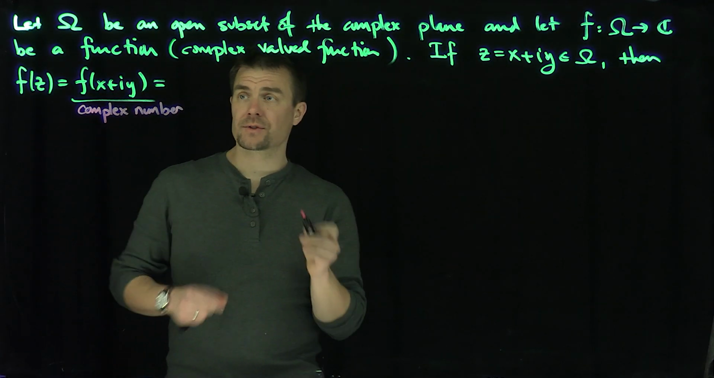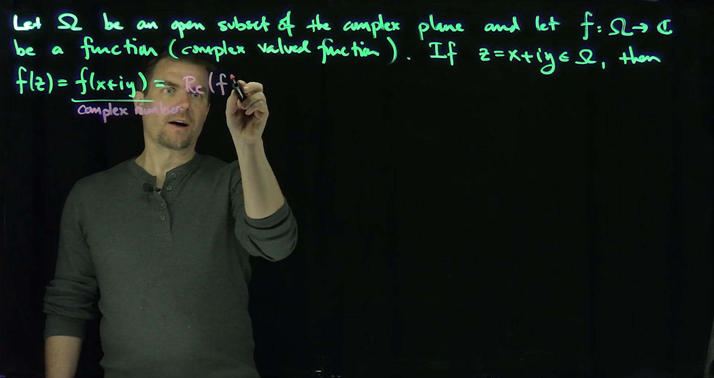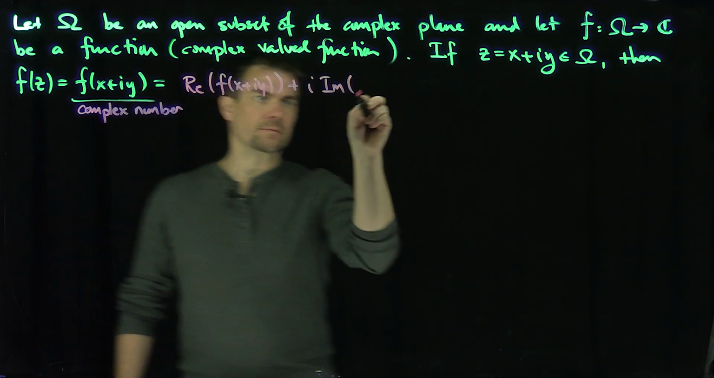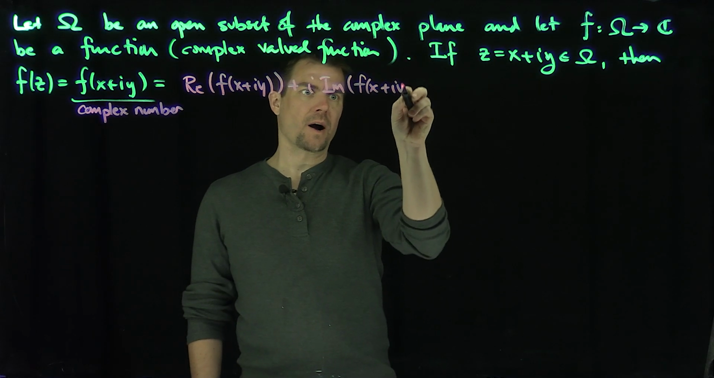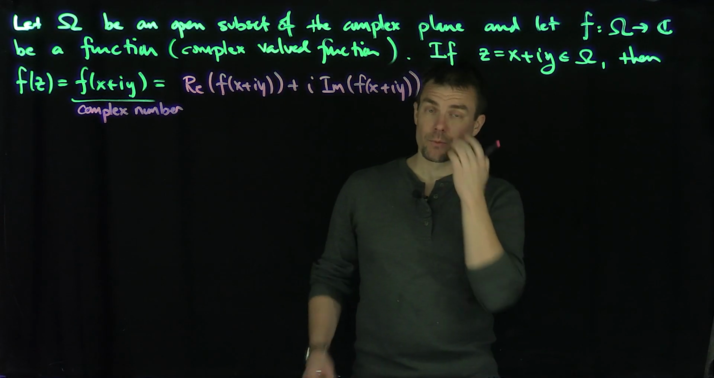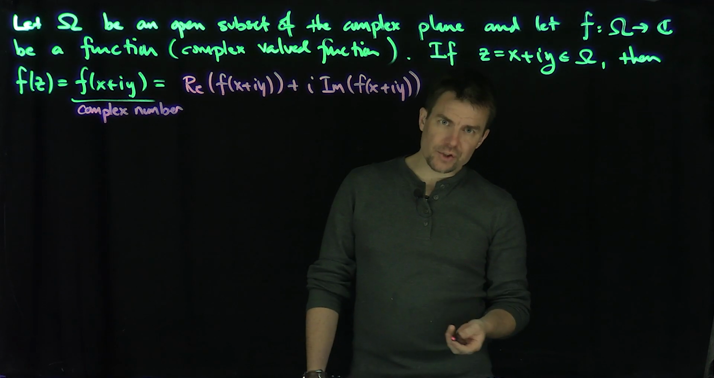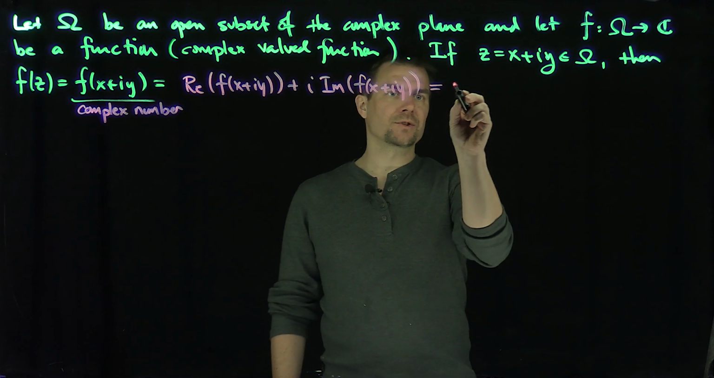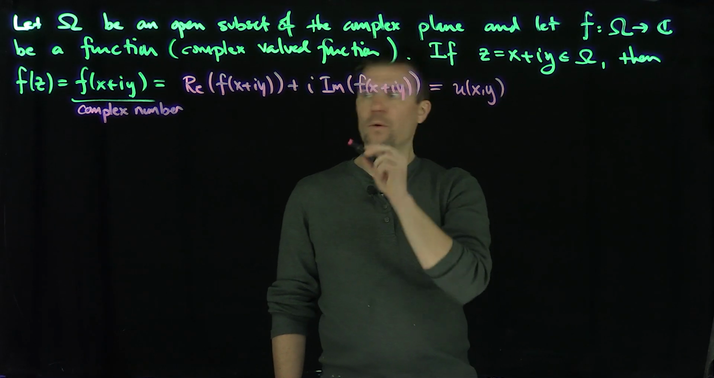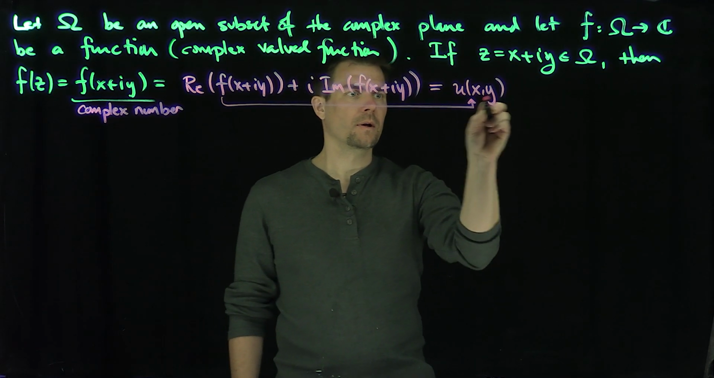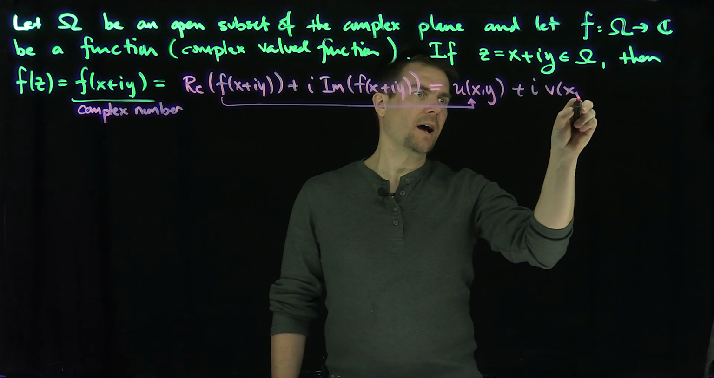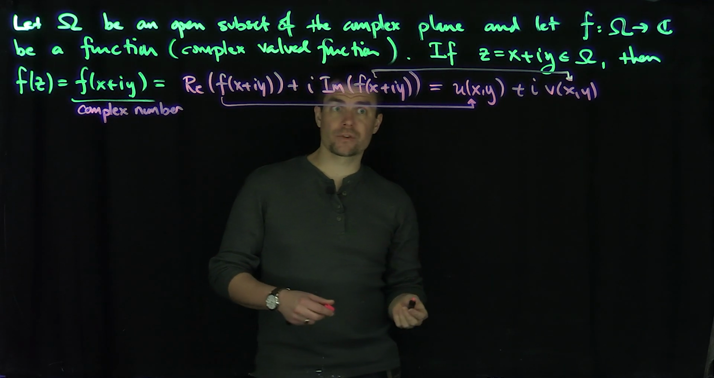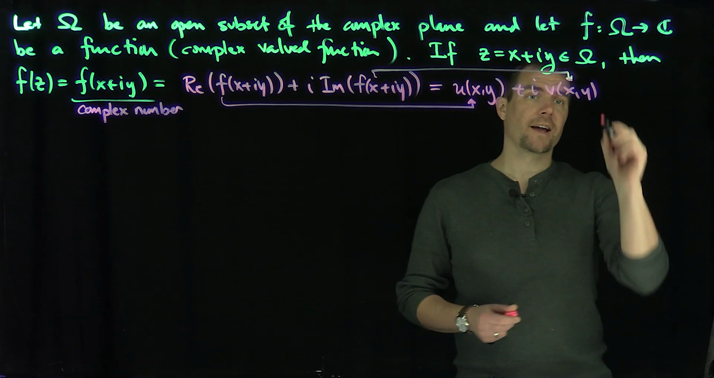In complex numbers, I can write this as the real part of f of x plus iy, plus i times the imaginary part of f of x plus iy, because any complex number is the real part plus i times the imaginary part of itself. And traditionally in the study of complex variables, you don't want to keep writing this clumsy notation all the time. So you write this as u of x, y, which is the real part, plus i v of x, y, which is the imaginary part, to avoid the clunky notation for complex valued functions.